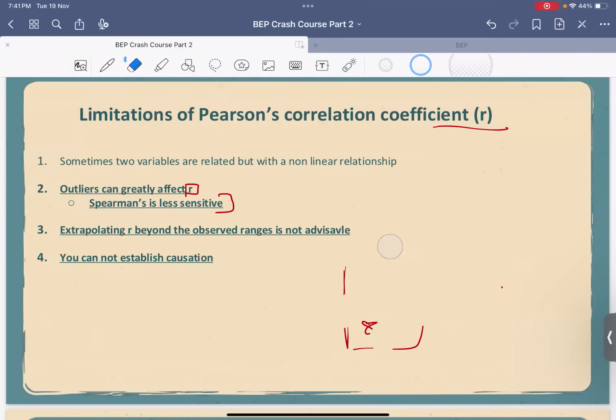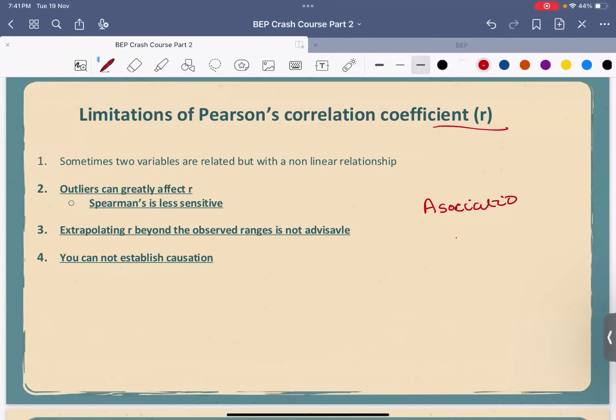This is another disadvantage. The last disadvantage is that we cannot establish causation. So for example, again, the example of age and IQ. We said as you increase age, you decrease IQ. Is age what's causing the decrease in IQ? Is it? We don't know. You can't say that. Even if they're associated, and this is a very important concept, okay? Association does not mean causation.